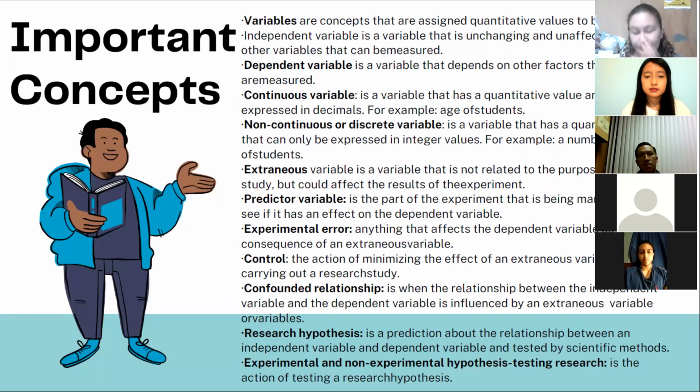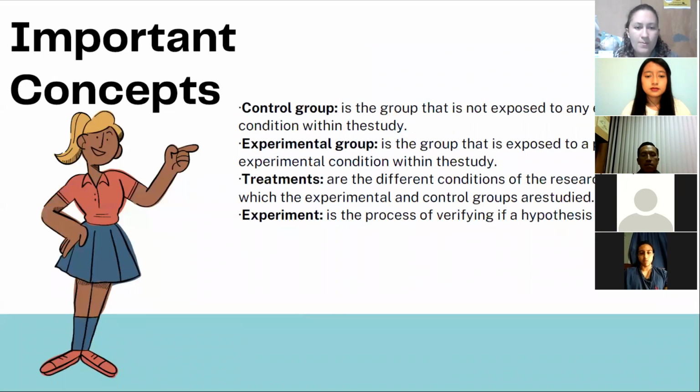Experimental error is anything that affects the dependent variable as a consequence of an external variable. Control is the action of minimizing the effect of external variables when carried out in research studies.